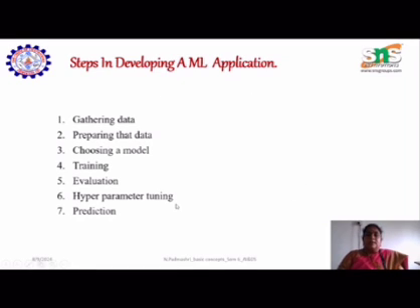So what I feel is I am going to explain all these steps in a case study way, based on some case study. I'm going to consider the case study of crime analysis, so let me apply crime analysis to these seven steps. The first step is gathering data, preparing the data, choosing a model, training, evaluation, hyperparameter tuning, and prediction.